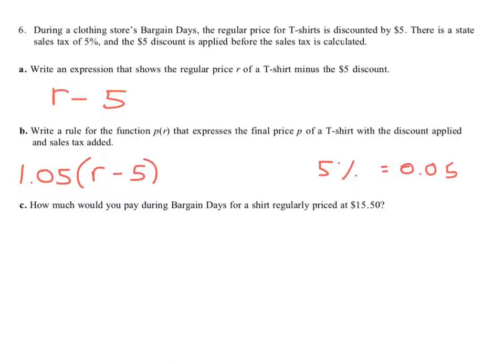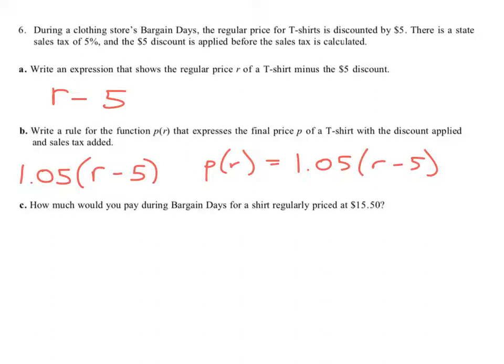So we could write that, and we should write that. Rather than writing it as an expression, I'm going to write it as a function. And so we can say P of R equals 1.05 times (R minus 5), where the first thing that happens is to subtract 5, and that's why it's in parentheses, moving it to the front of the line. Subtract first, then multiply it by 1.05. The 1 is the price of the shirt itself. The 0.05 is the additional amount of money you collect to give to the government for tax.